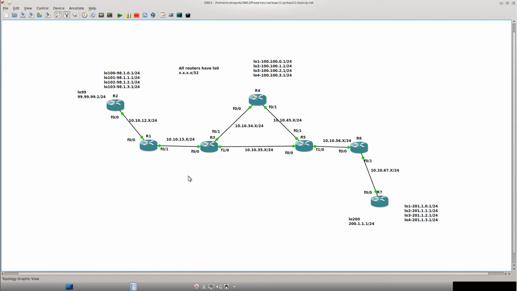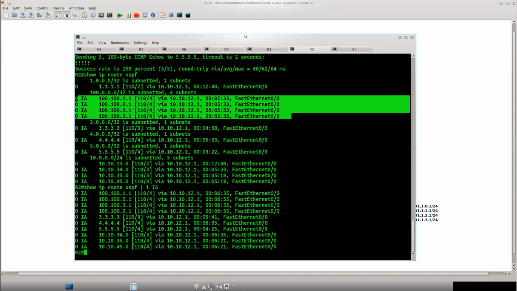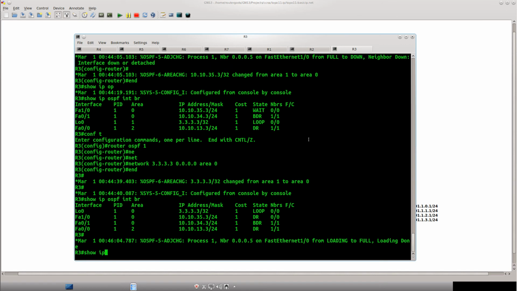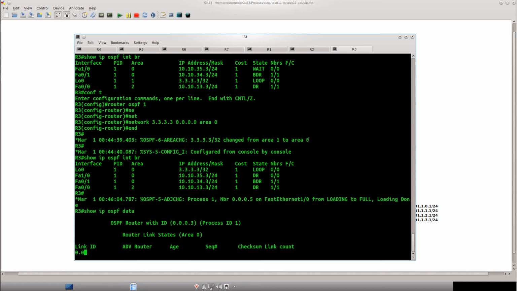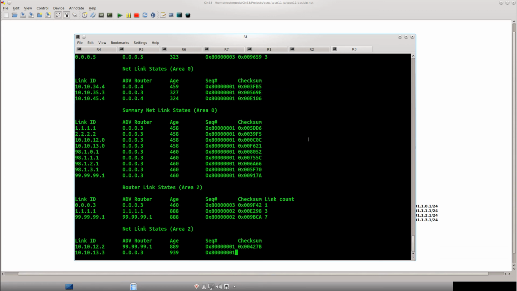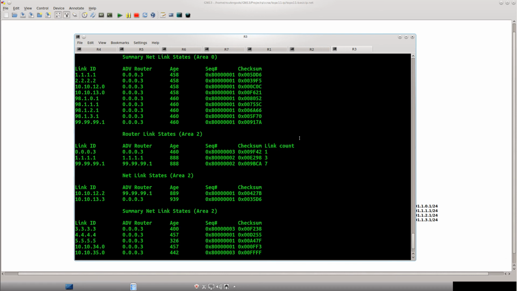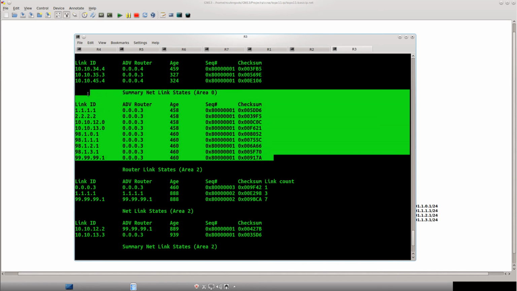So let's see what's different on R3 after we popped area 0 in here. If we show IP OSPF database, you'll see something different. And that is this. You now have what's called summary network link states. These are the type 3 LSAs. You only get this if you are an ABR, area border router. That means you sit between two areas. In this case, you're between area 2 on the left side and area 0 on the right side.